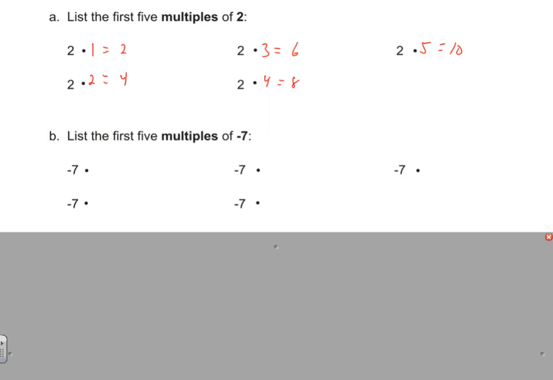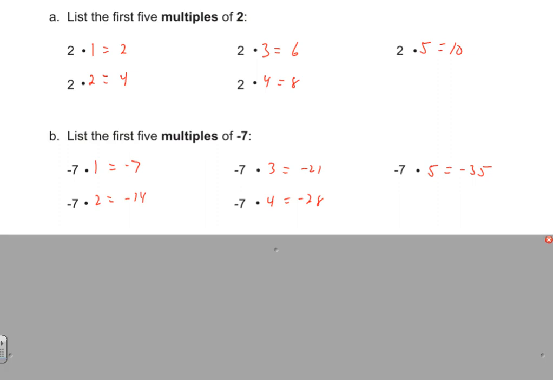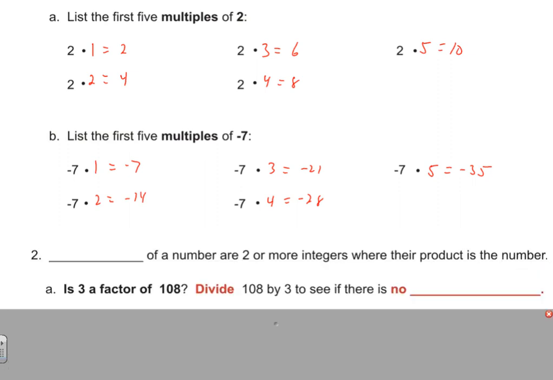Again, this is pretty simplistic. You're going to multiply by 1 to get the first multiple, by 2 to get the second, by 3 to get the third, by 4 to get the fourth, and by 5 to get the fifth. Those are the first 5 multiples of negative 7. So when it asks for multiples, you are multiplying by the natural numbers.